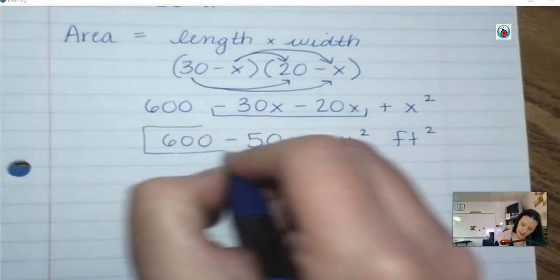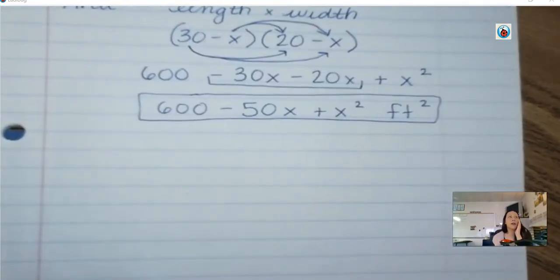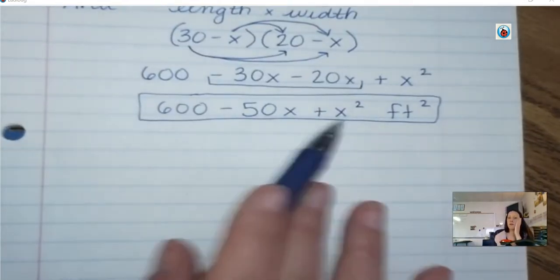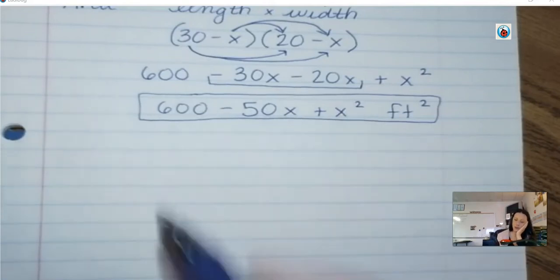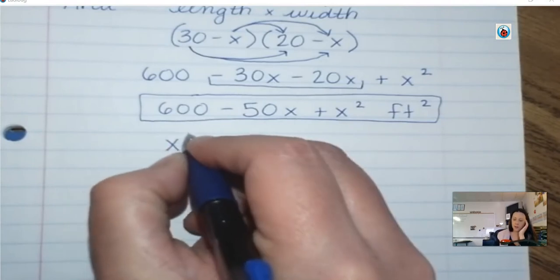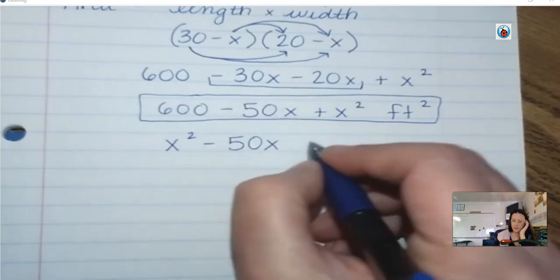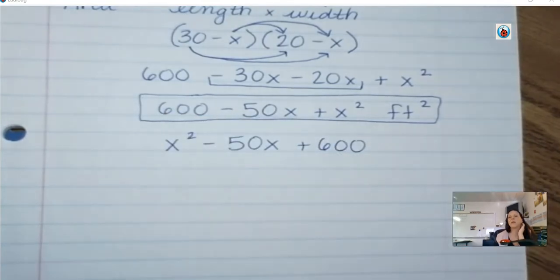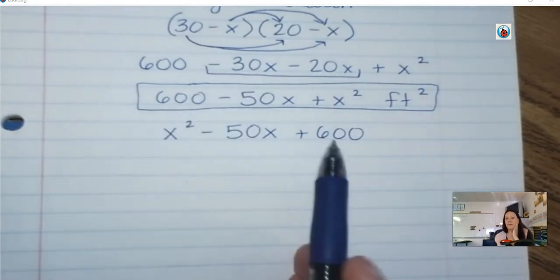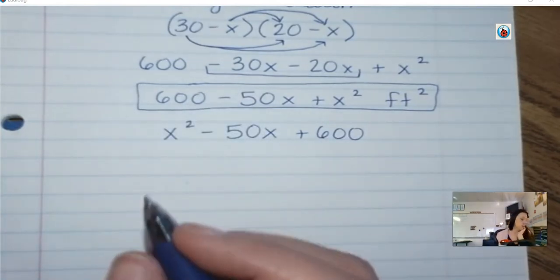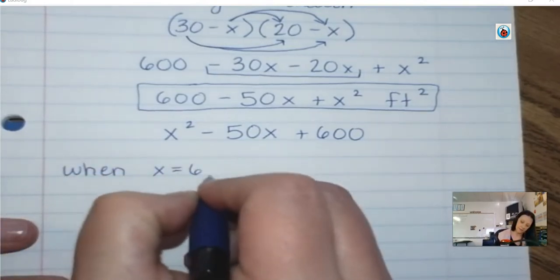So you can leave it like this. I'm okay with it this way. I would imagine, though, HMH probably wants it in standard form. Right now this is not standard form because we have to go by the biggest degree, which is the 2. So HMH might want it x squared minus 50x plus 600. If you get that marked wrong in HMH, just double check. It might be because of that. Then part 2 says when x equals 6, what is the area?